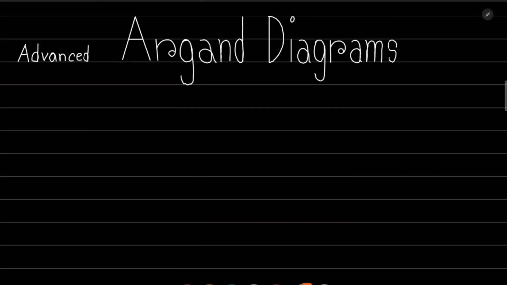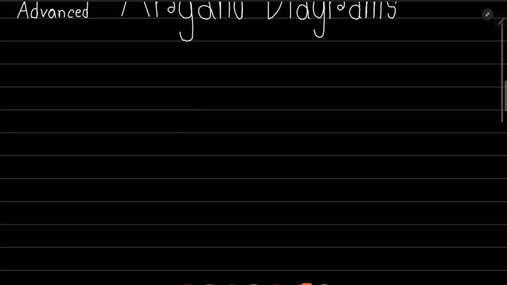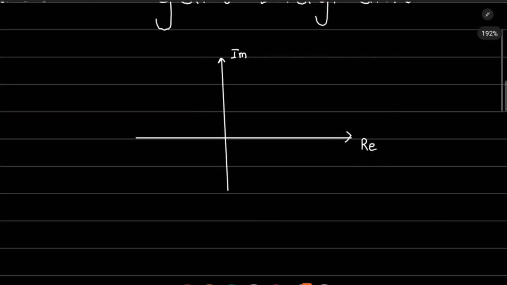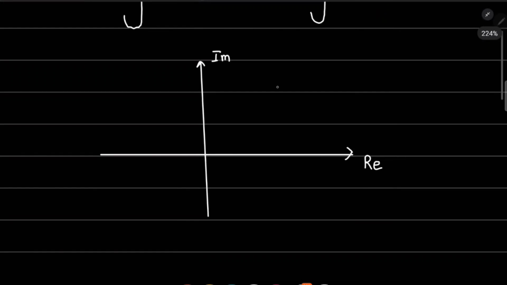Argand diagrams are a type of diagram that is used to represent complex numbers. In Argand diagrams, we have the imaginary axis over here and the real axis over here. It's basically like the Cartesian system. We have a horizontal axis, on that we represent the real part of the complex number, and in the imaginary axis we get the imaginary part. So for any complex number z, it's represented as x plus iy.